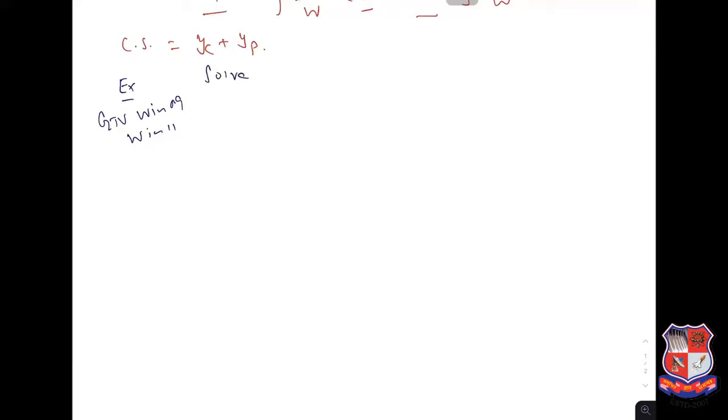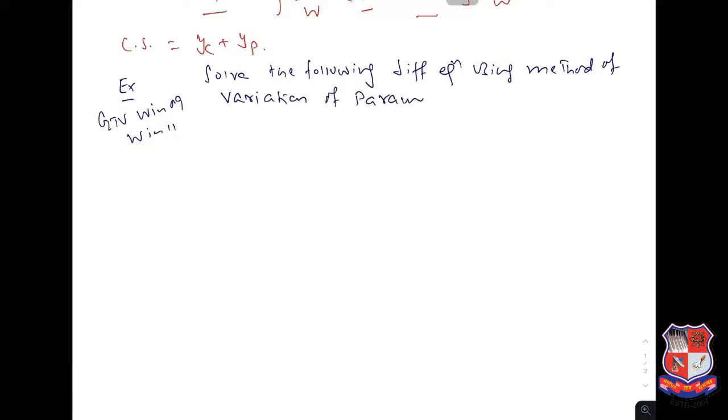So solve the following differential equation using method of variation of parameters. The question is d square y by dx square plus y equal to sec x.